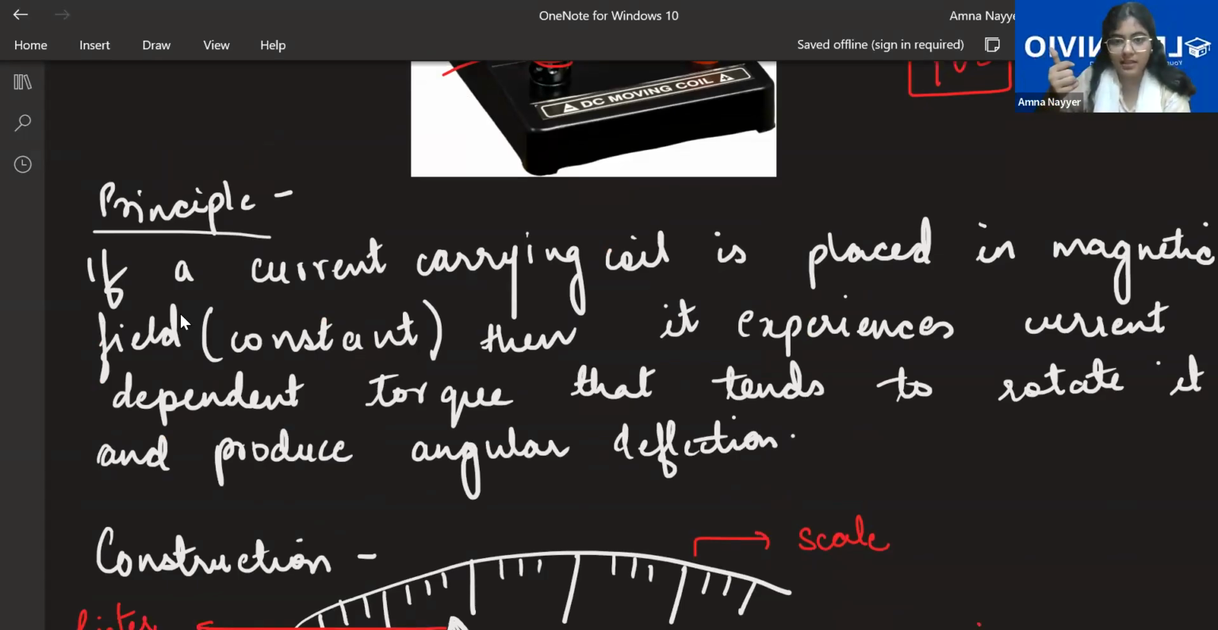means current is existing, conductor is there, coil is there, current is existing, is placed in a magnetic field which is constant, not a variable, because you have the radial magnetic fields which are constant, then it experiences current dependent torque. Means the torque is not due to any rotational force or something. The torque is coming because of the current existing, that tends to rotate it and produce angular deflection. This is the whole principle.